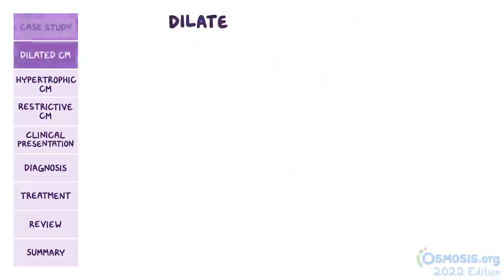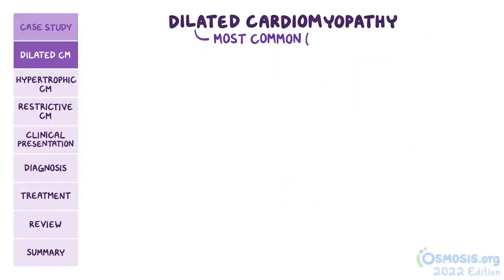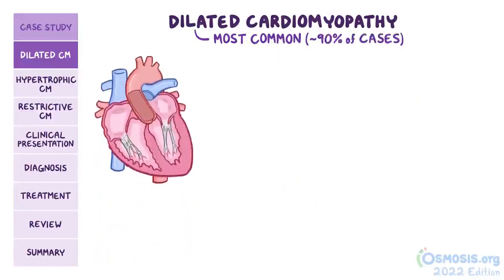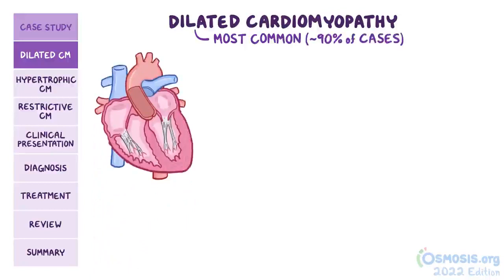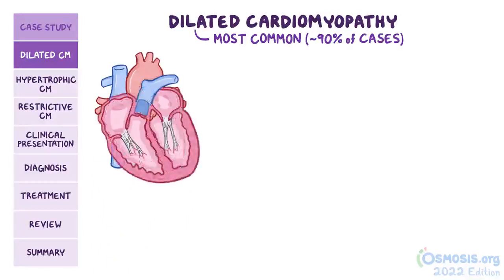Let's start with dilated cardiomyopathy, which is the most common one, accounting for almost 90% of all cases. Now, in dilated cardiomyopathy, the ventricular walls become thin and weak. As a consequence, the ventricular chambers dilate. Because the ventricular wall is thinner, muscle contraction is weaker and the heart can't pump blood efficiently throughout the body. So we have a systolic dysfunction with normal diastole.